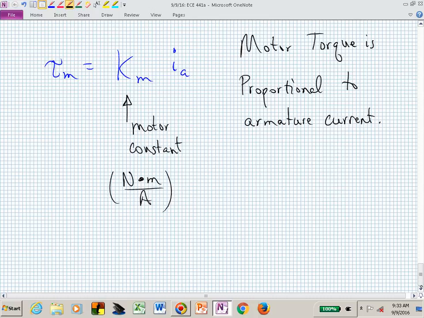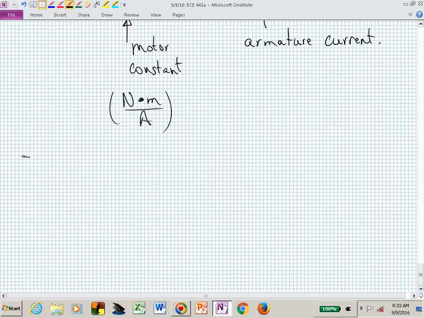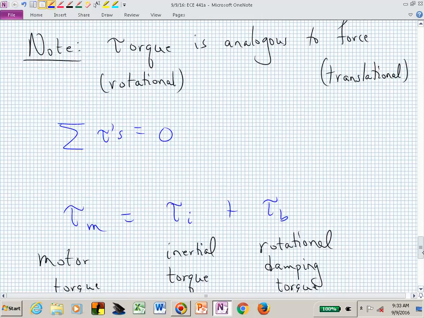Now, let's look at what else we have. How did we model translational inertia, or the force due to the inertia? F sub I, what was that? Mass times acceleration. So what would you guess tau sub I, the inertial torque, might look like?